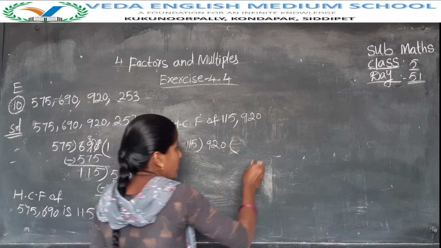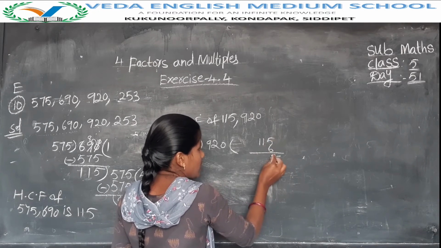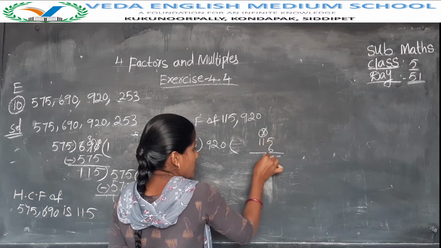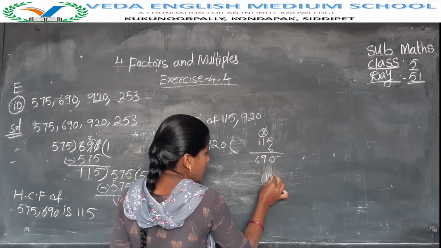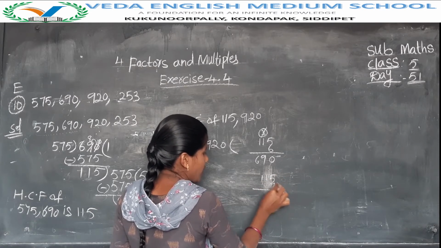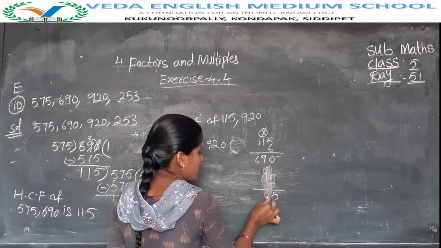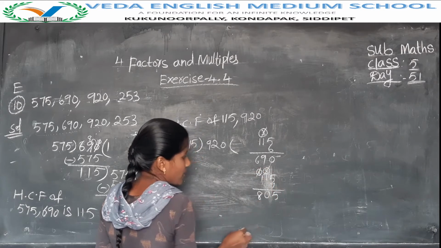Now we will take 115 6s: 6 5s are 30, 0 here, 3 will become carry. 6 1s are 6, 6 plus 3 is 9, 6 1s are 6. Next, 115 7s: 7 5s are 35, 5 here, 3 will become carry. 7 1s are 7, 7 plus 3 is 10, 0 here, 1 will become carry. 7 1s are 7, 7 plus 1 is 8.